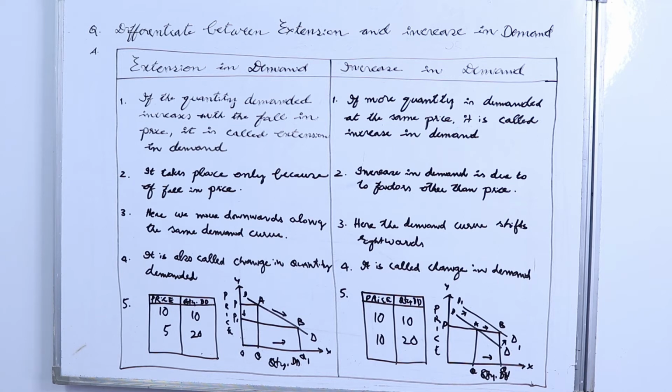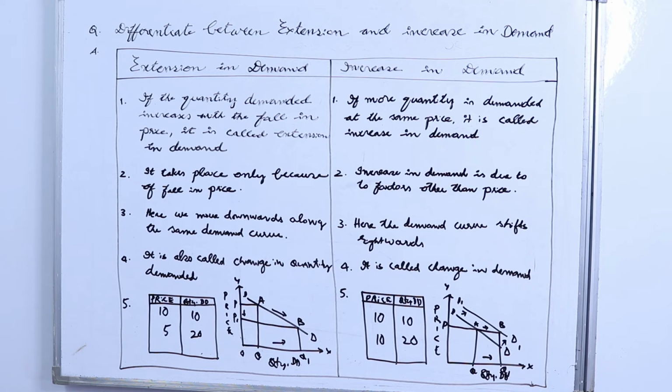Extension in demand is due to fall in price of the commodity and not due to any other factors affecting demand like changes in income, changes in the prices of related goods, etc. Increase in demand is not due to fall in price of the commodity but due to other factors affecting demand like increase in income, fall in the prices of complementary goods, etc. Here more quantity is demanded with the fall in price, and under increase in demand, at the same price more quantity is demanded because of maybe increase in the income of the consumers.